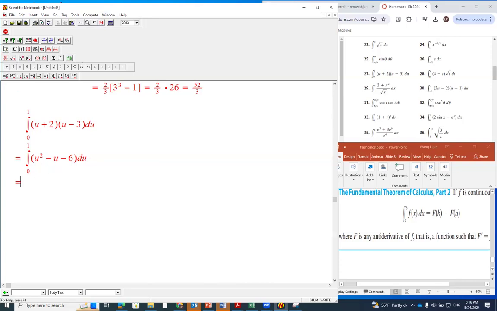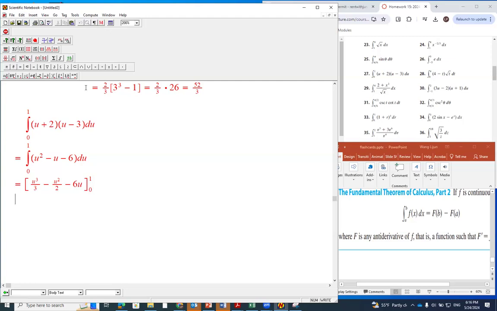Find the antiderivative for u squared. That's u to the power 3 by the power rule, divided by 3. You can also write it this way, u squared over 2. You can separate it, you don't have to separate it. In this case, I didn't separate it. So all of these together, we're going to evaluate at 0 and 1. You can write it that way, okay?